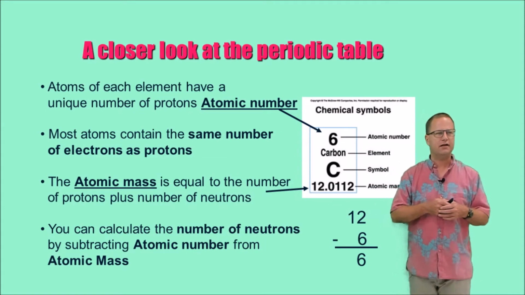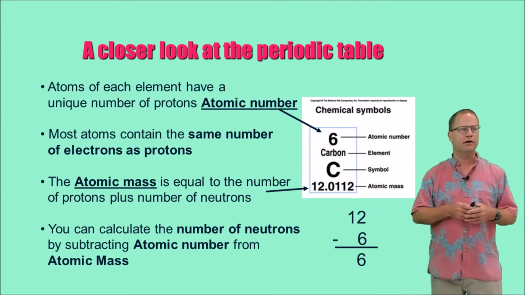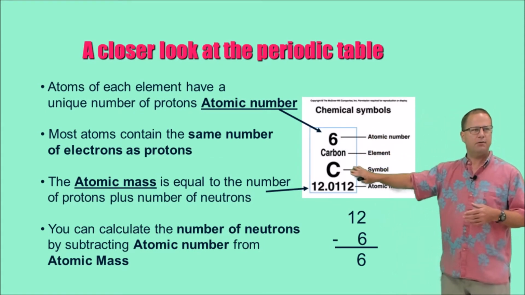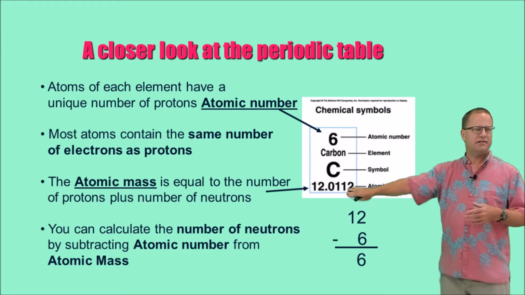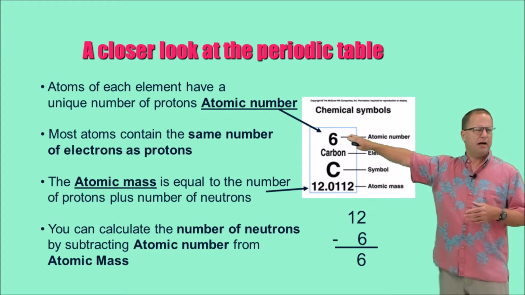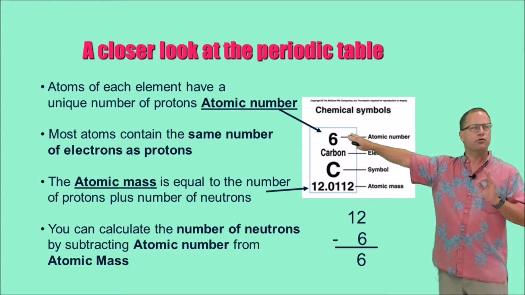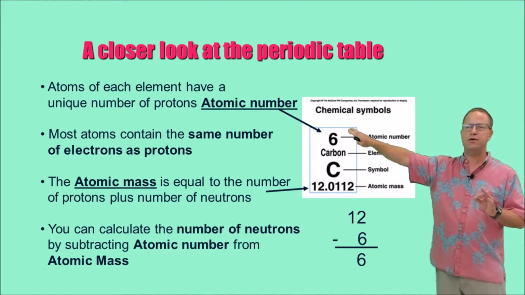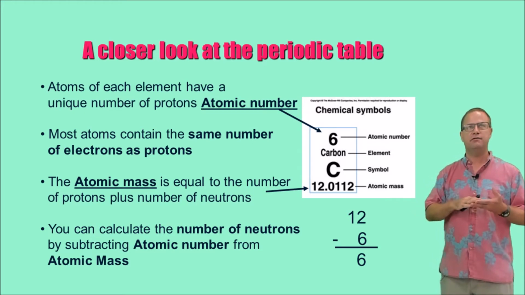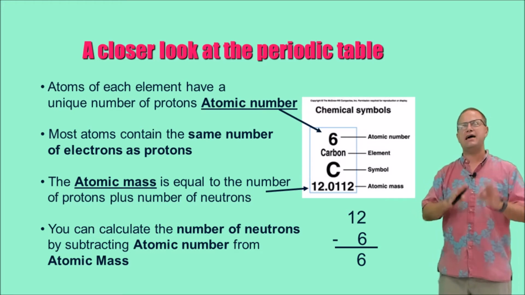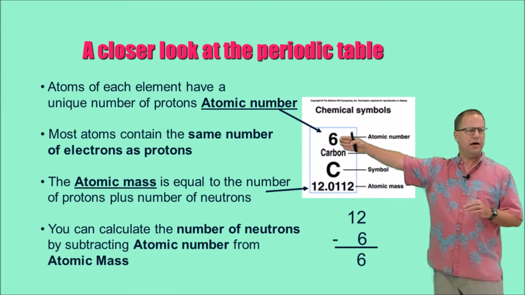All right, so let's take a closer look at the periodic table here. So here we have the periodic table symbol for carbon. Carbon has 6 up here. This is the atomic number, and it has 12 point something down here. So the atomic number tells us the number of protons. Okay, so if we know that it has 6 there, it tells us we have 6 protons. It also tells us, in most cases, the number of electrons, because for most atoms, the number of protons and the number of electrons are the same.